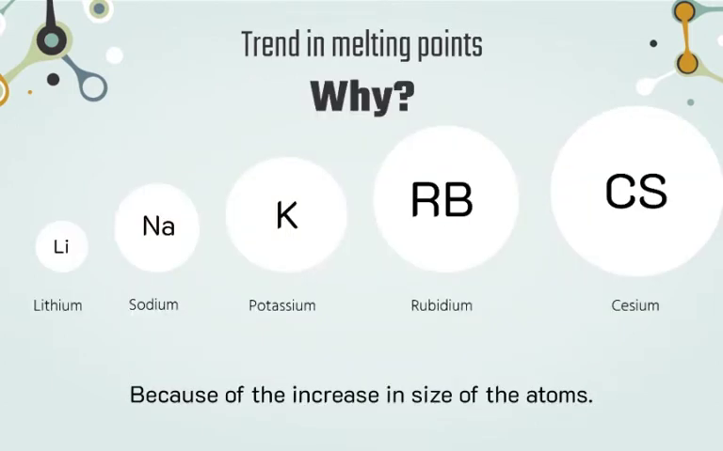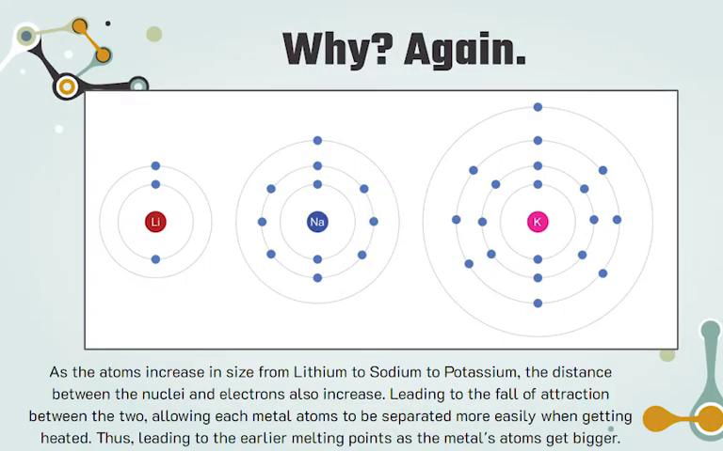So why is that? Well, this is because of the increase in size of the atom as it goes down the periodic table. From lithium, a very tiny atom, it gets slightly bigger when it comes to sodium, potassium, rubidium, cesium, and so on. So why is that again? Why does the size of the atom matter?